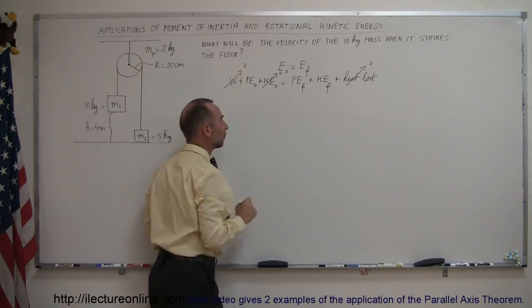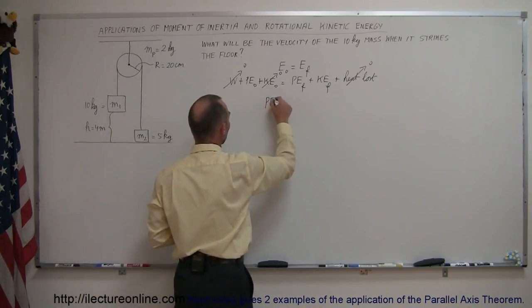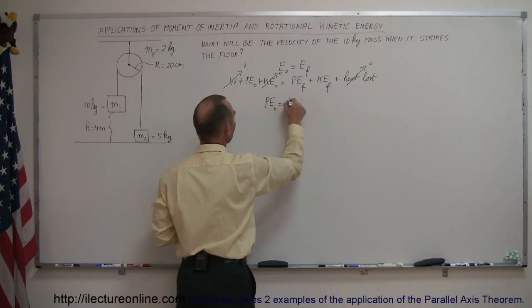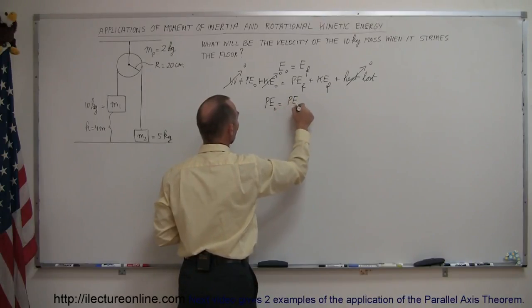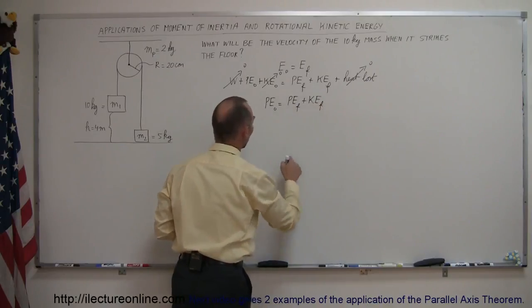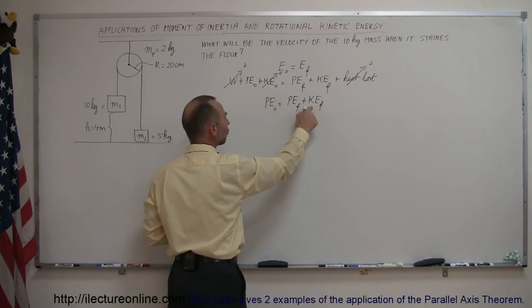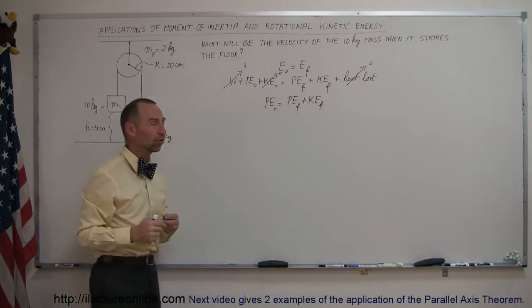so that will also be zero. So what then happens to this equation is that the initial potential energy of the system must equal the final potential energy of the system plus any kinetic energy of the system. So part of its initial potential energy went into kinetic energy, the remainder stayed as potential energy.